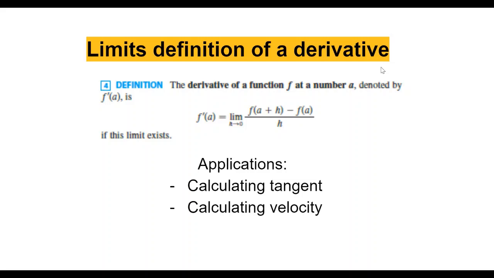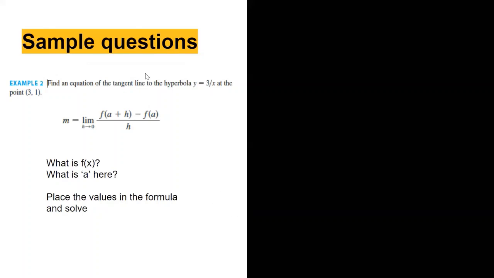In this sense, basically, we just need to figure out what is the function and find the limit for it. Let's look at an example for it to make more sense. Consider the question that says, find the equation for the tangent line to the hyperbola y is equal to 3 by x at the point 3, 1.